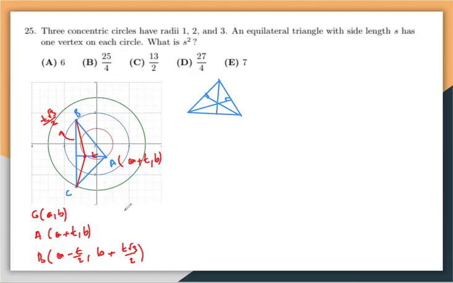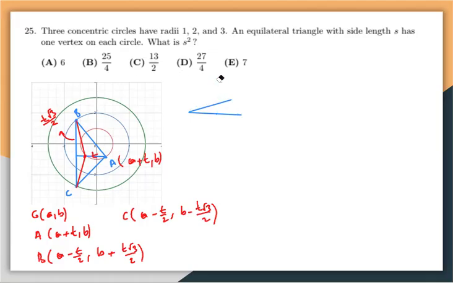Okay, and if I use the same logic with C, that will be A minus T over 2, because we are still to the left, and then comma B minus T root 3 over 2. So we have these three points.